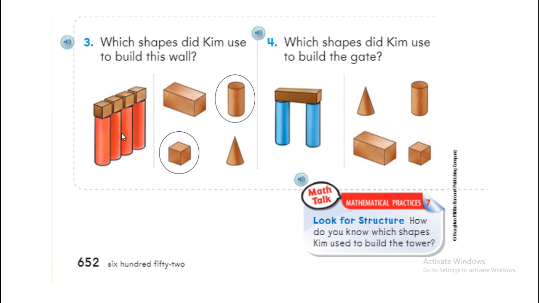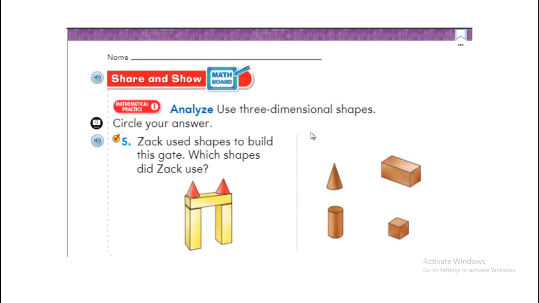And question number 4. Which shapes did Kim use to build the gate? What's the name of this shape? I know you can identify it by looking, but I want you to memorize the name. This one is a rectangular prism. Circle the rectangular prism. And this one, a cylinder. Circle the cylinder. Next page.